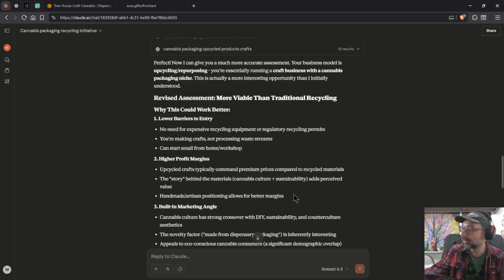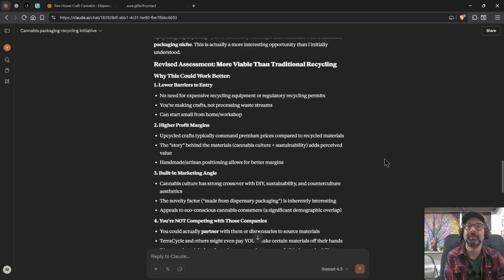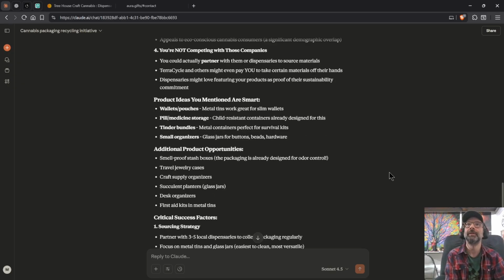If you're selling them even at $10 a piece for the finished product and you pay $1, that's pretty darn good. I would pay $1 potentially. That would really bring them to you. If people were getting $1 a piece for those, they'd be collecting them, or even a quarter a piece. So anyway, lower barriers to entry, absolutely. Higher profit margins, yeah. Built-in marketing angle, that's right. It's not just a novelty thing, it's actually helping the world to a certain degree. We're not competing with those recycling companies, we could actually be partnering with them potentially.